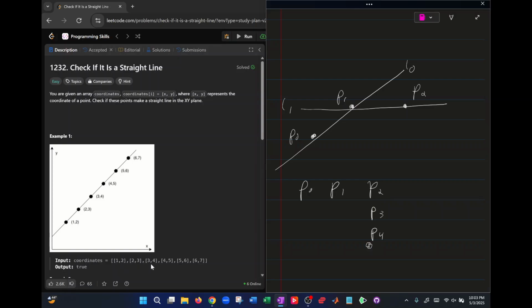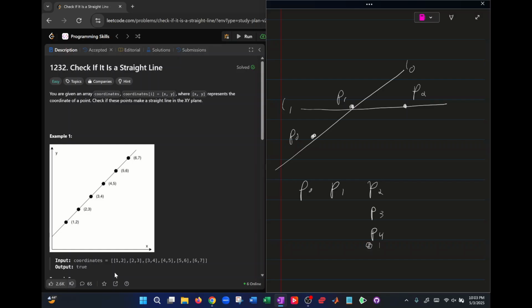We're going to start with the point at index 2 and loop all the way to the end of the coordinates and check if the slope between that point and the point at index 1 is the same as the slope between the point at index 1 and the point at index 0. And if they all end up being the same, then everything lies on the same line.